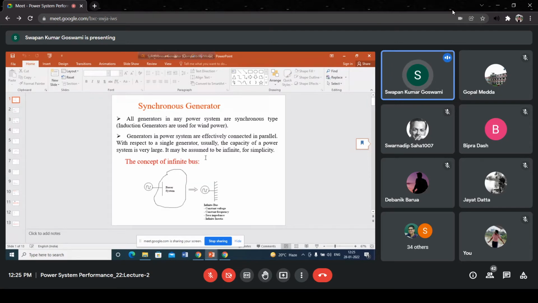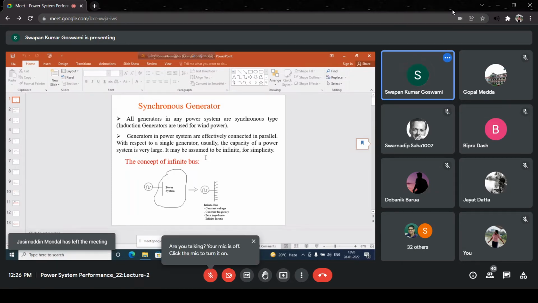Why synchronous generator? Because if you observe any power system anywhere, you'll see that almost 80% of the power generation till today is from synchronous generators, and the remaining 20% is coming from renewables only.